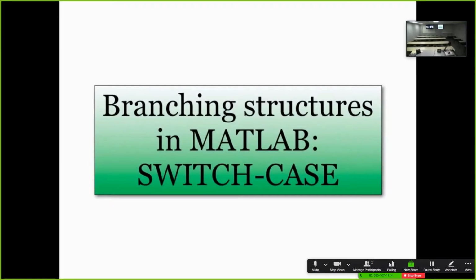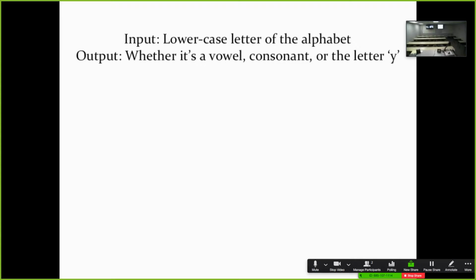Here's an example. Let's say I want to write a program that classifies letters of the alphabet as vowels or consonants, or maybe it's the letter Y. So of course you know a vowel is either the letters A, E, I, O, and U, and consonants are everything else except the letter Y, which is sometimes a vowel and sometimes a consonant. So I want the user to enter in a letter. Let's assume it's a lowercase letter of the alphabet, and the program prints out your letter is a vowel, or your letter is a consonant, or your letter is the letter Y.